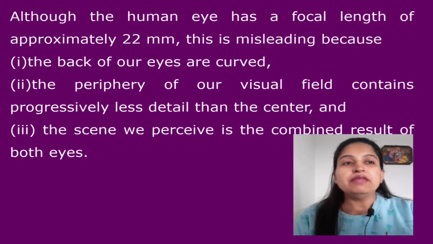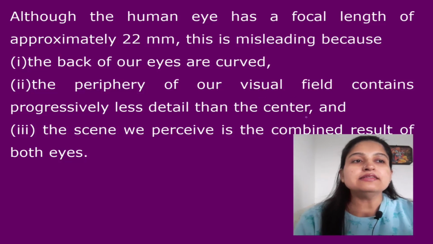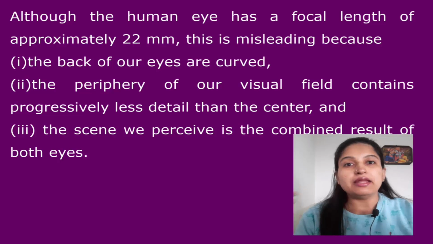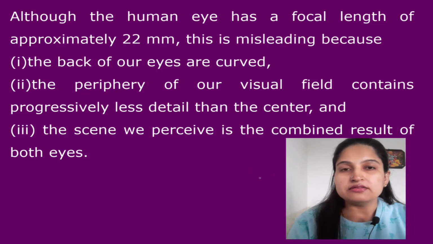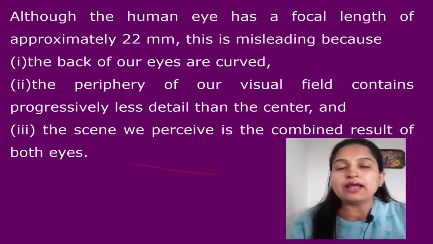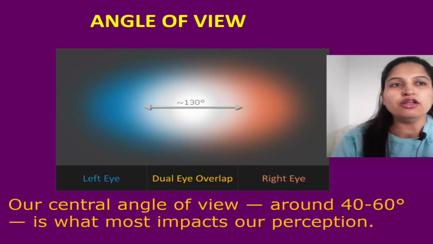Okay, the periphery of our visual field contains progressively less detail than the center. We are able to see things at the center with more focus as compared with the periphery. The scene we perceive is the combined result of both eyes. Usually we see things with both eyes. Like I have discussed earlier, wide angle view, narrow angle view. Okay, you can understand this by seeing this figure, that is the angle of view.